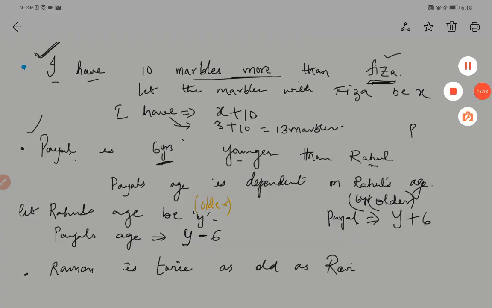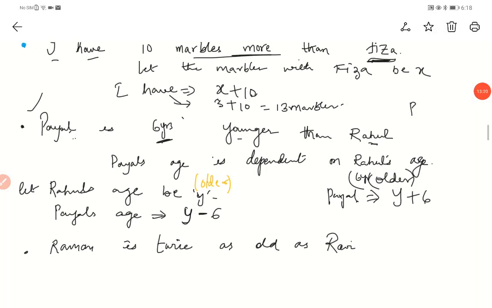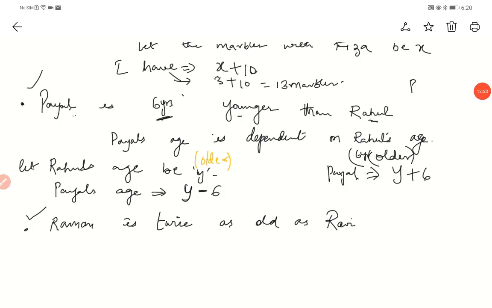Okay, now I'll give you some time, think about this. Raman is twice as old as Ravi. Take some time and then pause my video and try to answer this, get the expression for this. So I hope you have tried this. Raman is twice as old as Ravi? Okay, verify your answer if you have done after pausing my video. So here it is, Raman is twice as old as Ravi.